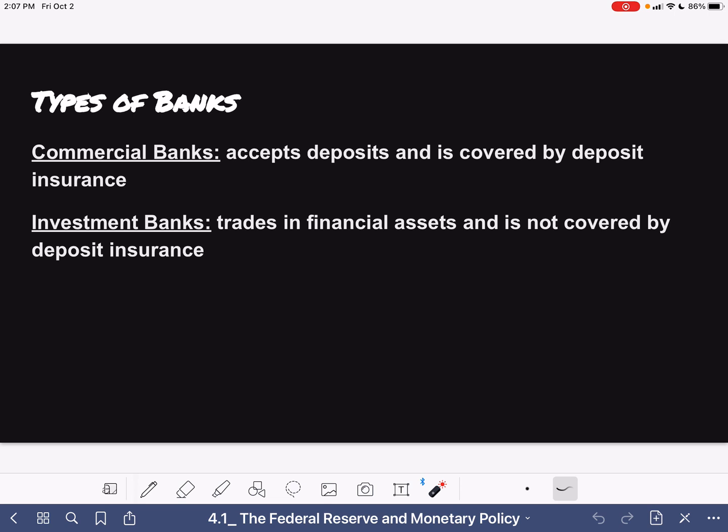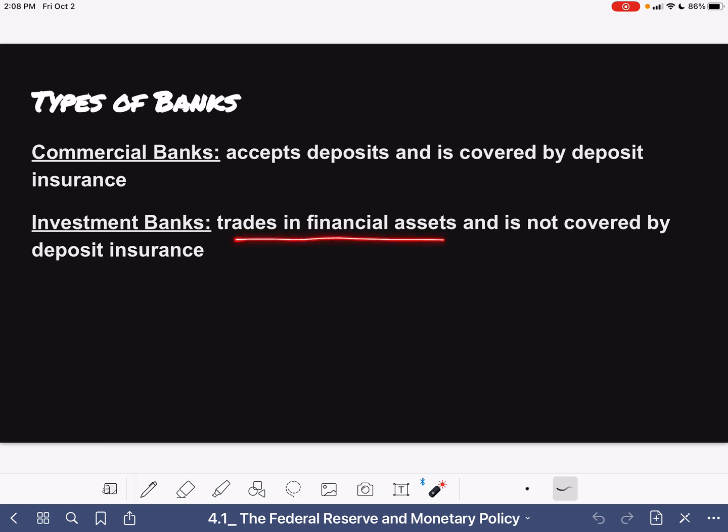So there are two types of banks. When the Federal Reserve was established in 1913, they separated banks into two types: commercial banks, which accepts deposits and is covered by deposit insurance, which is the FDIC insurance that we have now. They didn't have it when the Fed was established, but now we have it. And then the other type of bank was an investment bank, which just deals with trades and financial assets and is not covered by deposit insurance. For the most part, the majority of our commercial banks are now also investment banks. They work together. They no longer have to be separated.